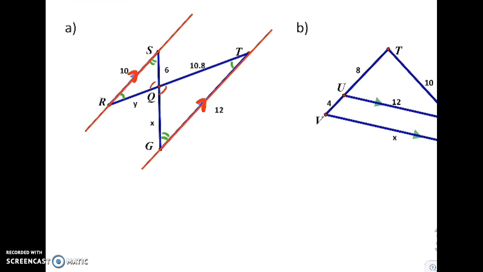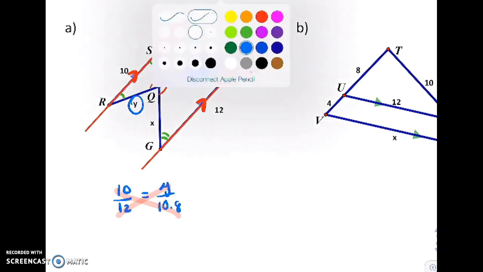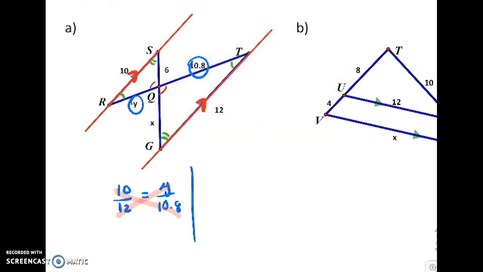So once we know they're similar, we can say 10 is to 12, so this triangle is to this triangle, as y is to 10.8. And then you would cross multiply and solve for y, which you're going to do. And then you could use the same 10 over 12 again and do 6 over x. And cross multiply again and solve for x.